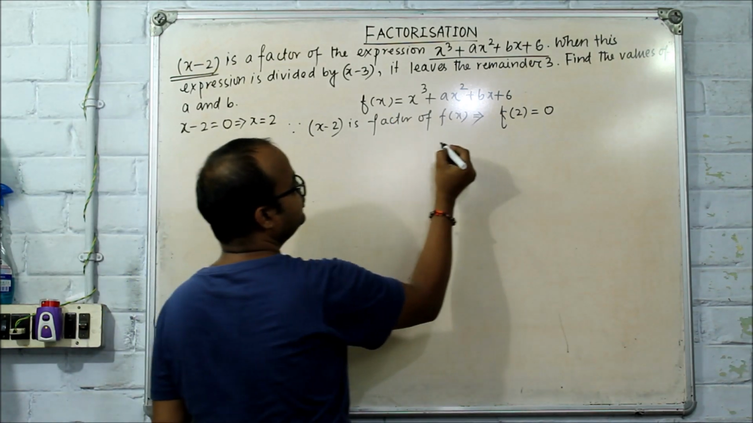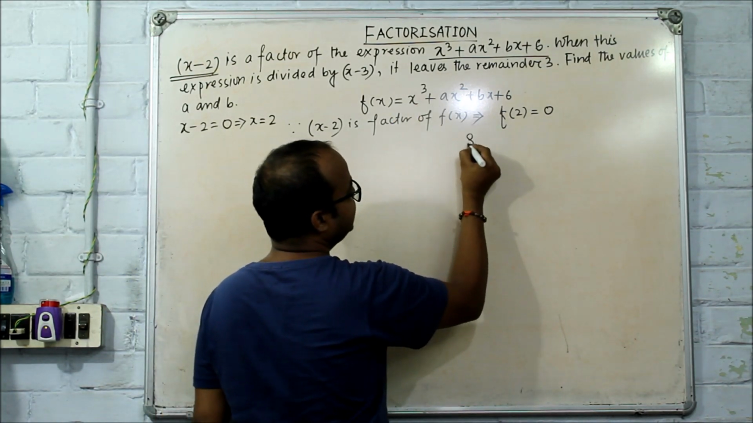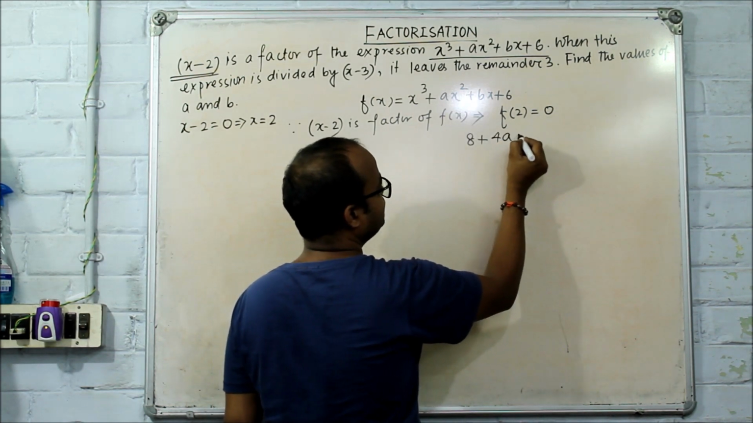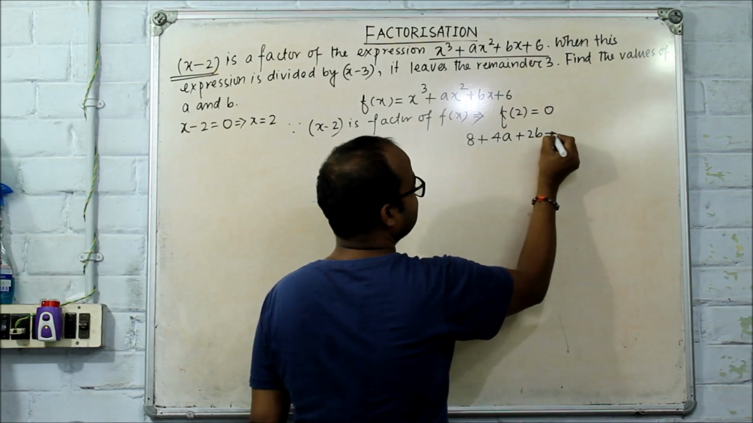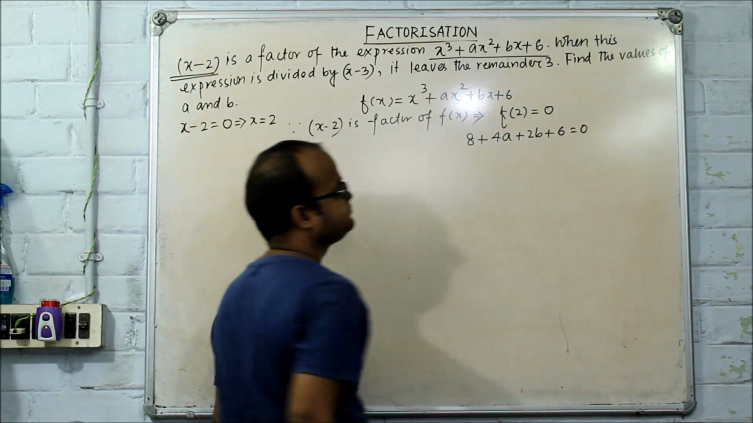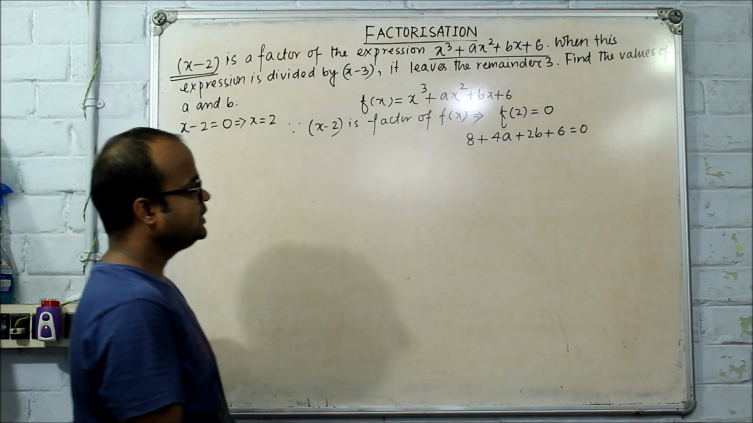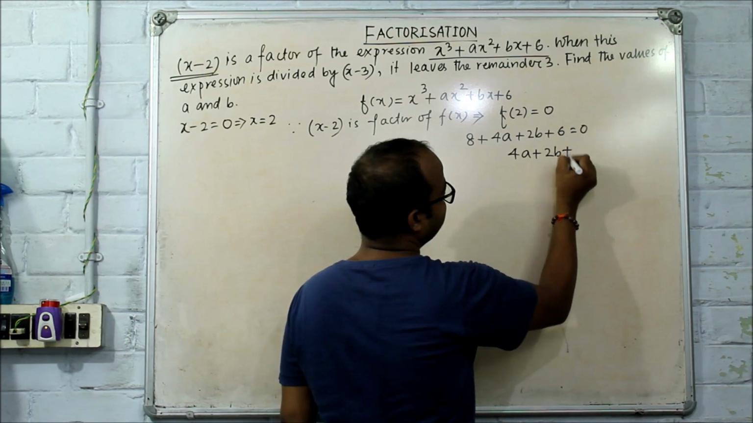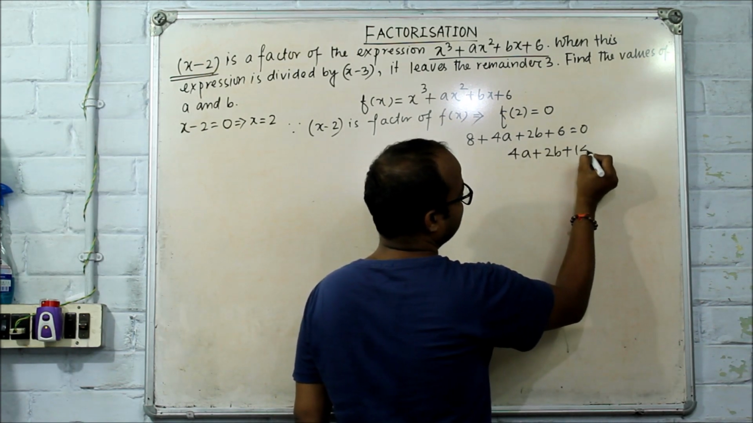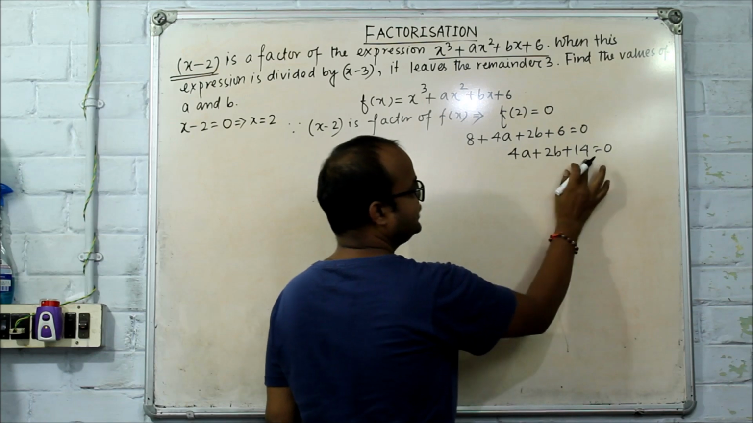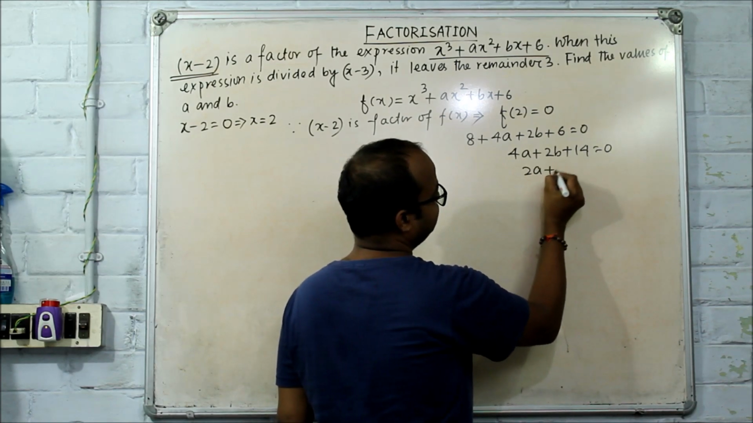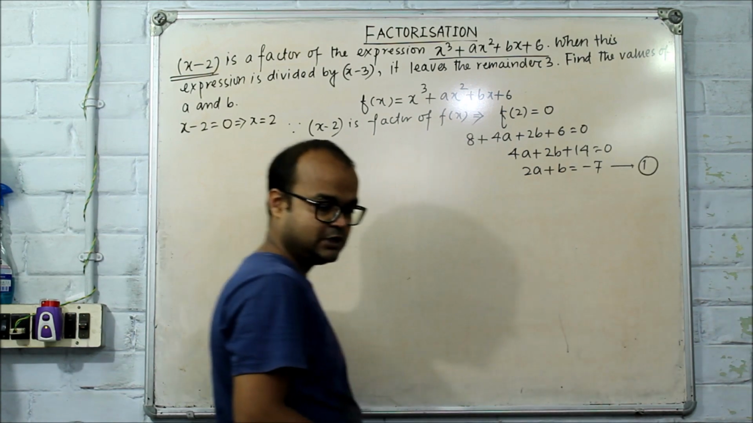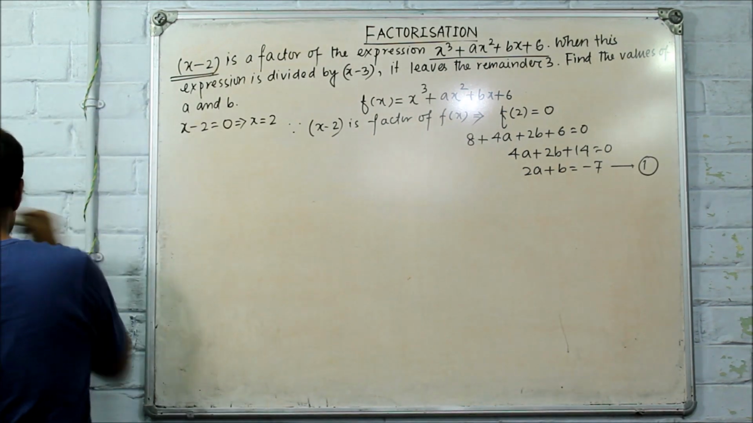So now substitute 2 here. So 2 cube means 8 plus 2 square means 4, so 4 into a plus 2b plus 6 is equal to 0. Clear? So from here we will get 4a plus 2b plus 6 plus 8, 14 is equal to 0. So if you take 2 common, you will get 2a plus b is equal to minus 7. So this is the first equation. I hope it is clear to everyone.